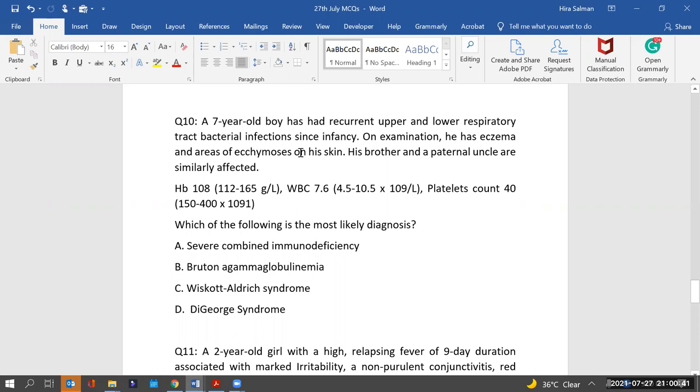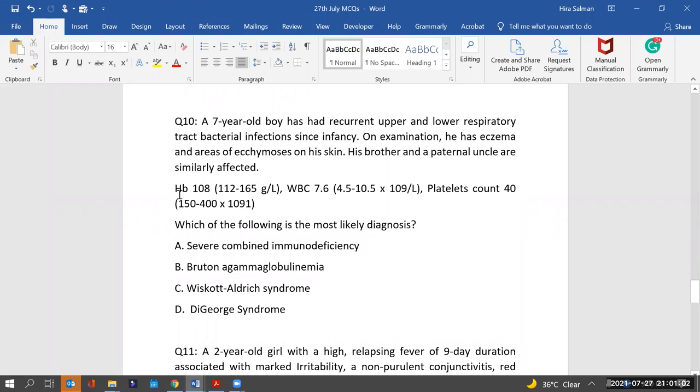So, bacterial infection since infancy. On examination, he has eczema. Now, eczema with immune deficient symptoms and an area of ecchymosis. Ecchymosis is another name for purpura, so it means low platelet count. His brother and paternal uncle are similarly affected. So, it's a genetic one; genetic involvement is there.